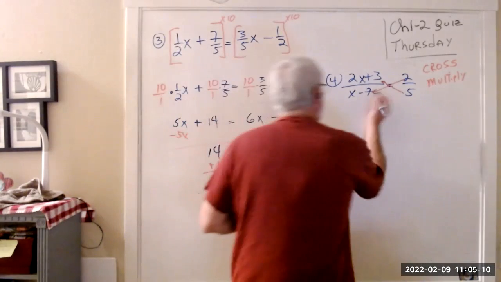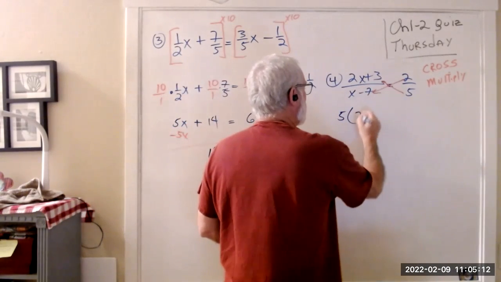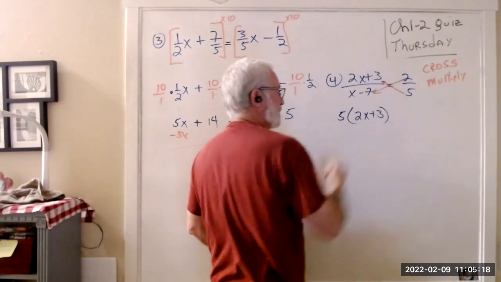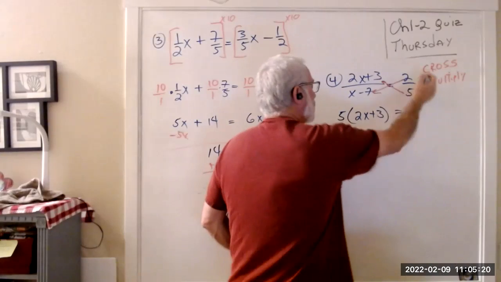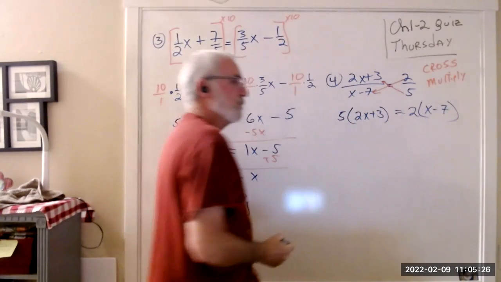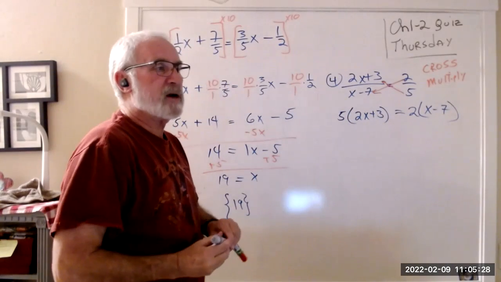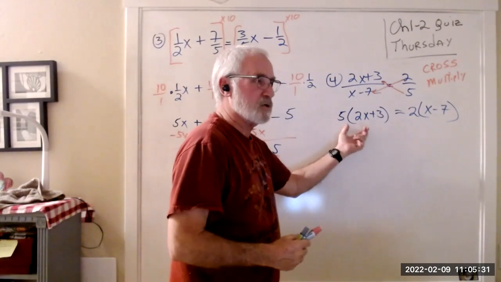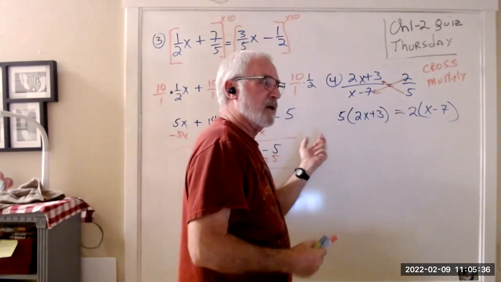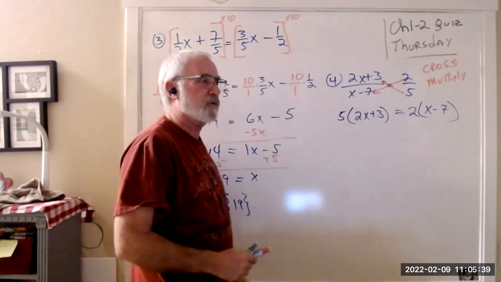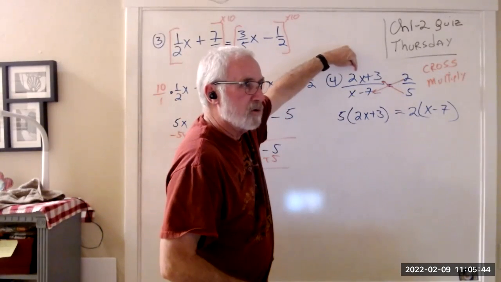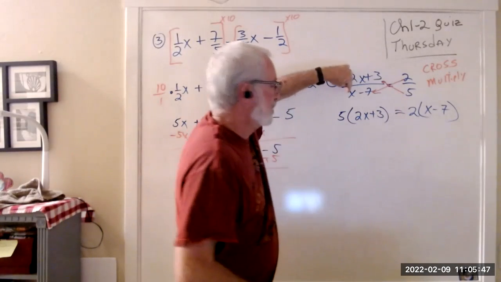As long as you go bottom times top, you're going to be okay. So what I wrote is 5 parentheses 2x plus 3, because I want to make sure I'm going to go 5 times all of that, equals 2 times all of x minus 7. And it doesn't matter what side you put the 5 and the 2x plus 3. You could put it over here, and the 2 and the x minus 7 could have been over here. That'll all work out just fine. But you had to make sure you did 5 times this numerator, all of it, and 2 times this denominator, all of it.